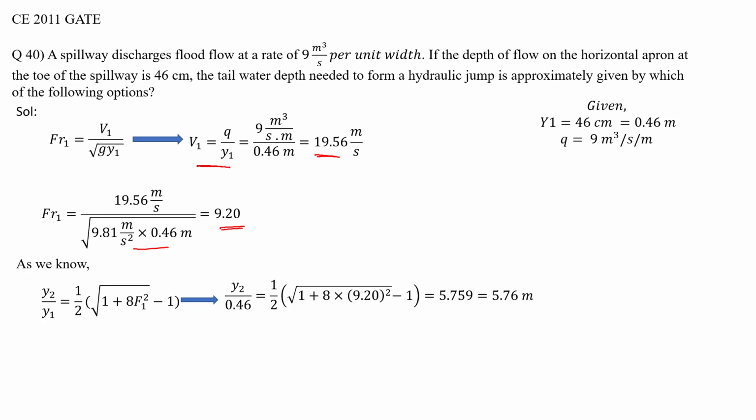Okay. So once you know the Froude number, you can directly substitute in this particular equation: y2 divided by y1 equals 1 by 2 square root of 1 plus 8 F1 square minus 1. So here F1 is known and y1 is also known. So the only unknown is y2. By substituting these values, you get 5.759 meters. So option C is correct. Option C was 5.77 meters. Okay. So this is the correct value. So just cross-check with your answer also.